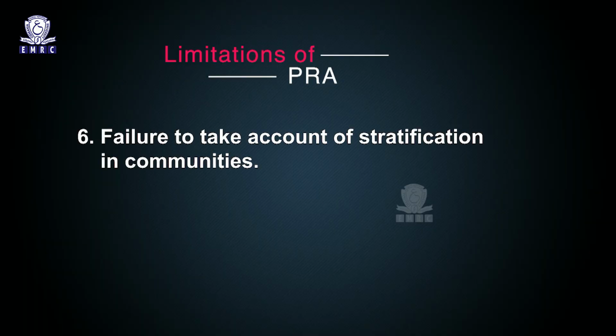Failure to take account of stratification in communities. In PRA, decisions about how to accommodate the conflicting interests of different groups need to be left to the community itself. The role of outsiders involved in PRA is to encourage negotiation between different interest groups. However, if the community decides otherwise, then it would be difficult for the outsiders to do something about this.